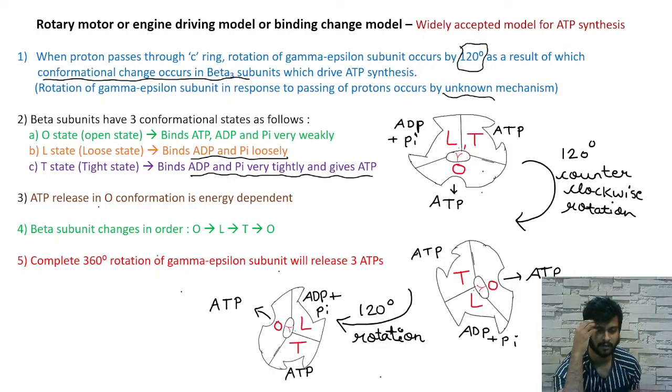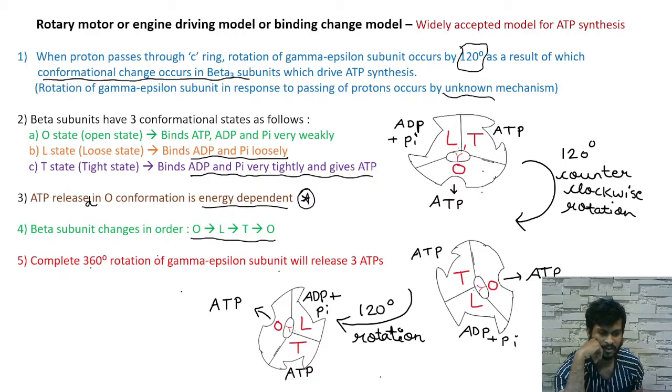ATP released in the O conformation is energy dependent, so you need to remember this. Beta subunit changes in order O, L, T, O, which we will now understand with the help of a diagram. Complete 360 degree rotation of the gamma epsilon subunit will release 3 ATPs. This we will also understand with the help of a diagram now. These points are important. And beta subunit is the site of ATP synthesis. That point is also important.